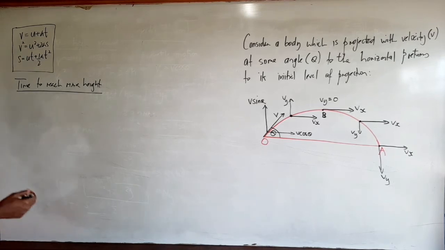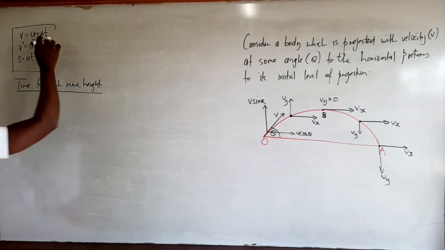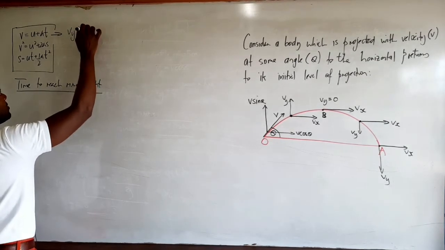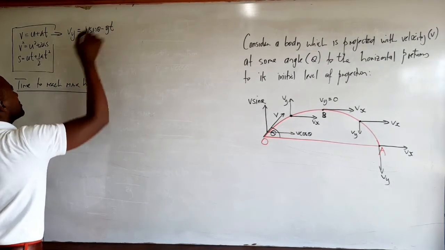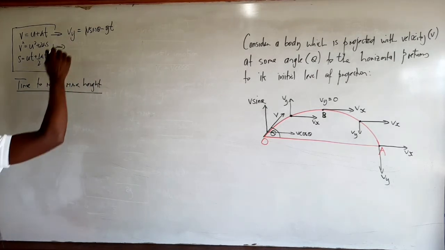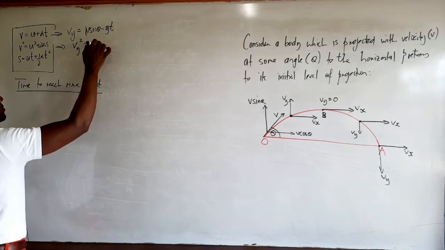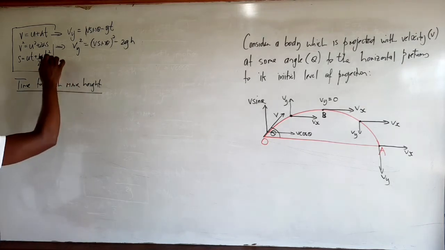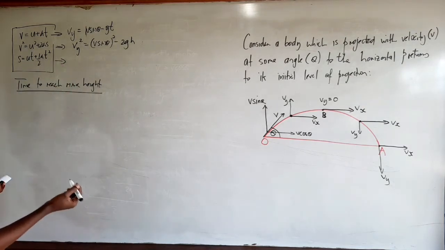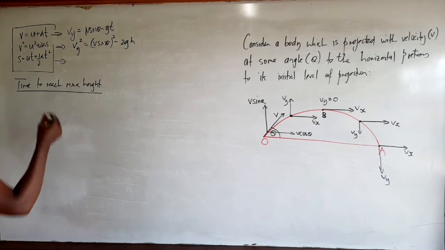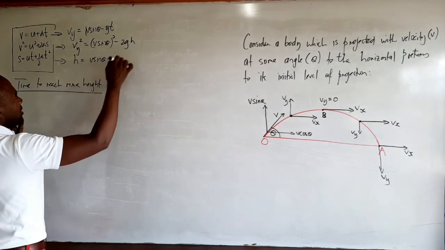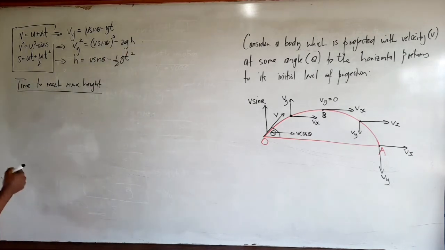So writing it using our replacements, this equation would basically become Vy is equal to v sine theta minus gt. Likewise, this one we used before would have become Vy squared is equal to v sine theta all squared minus 2gh. And this one would have become h, or y, equals v sine theta t minus a half gt squared, right?